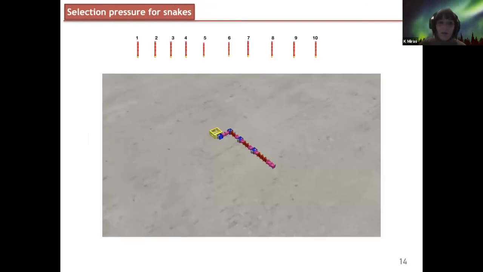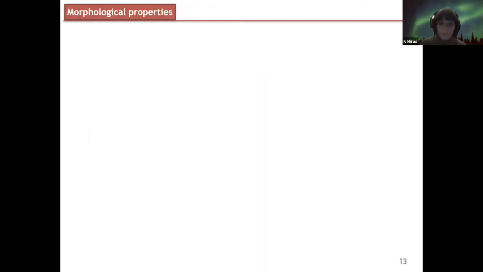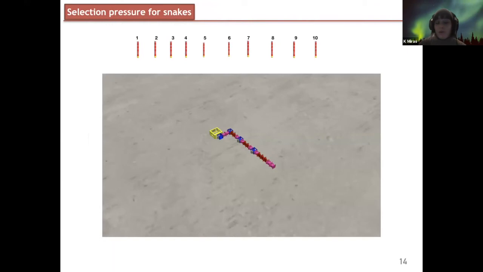But the second thing we're talking about is morphological properties. And before I go into the results, I'd like to just provide a little bit of context, so mention why we were interested in that. So in previous experiments, we had been doing experiments and finding out that in this particular environment, a straight flat plane, using our robot system, this particular encoding, the optimal solution was having a snake.